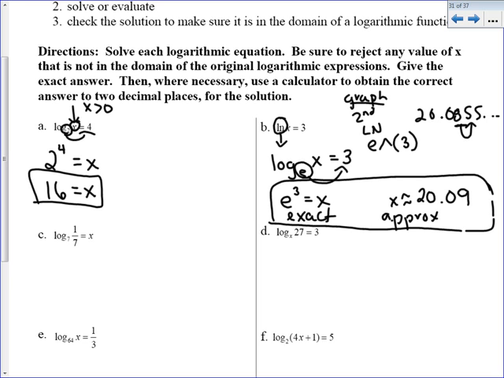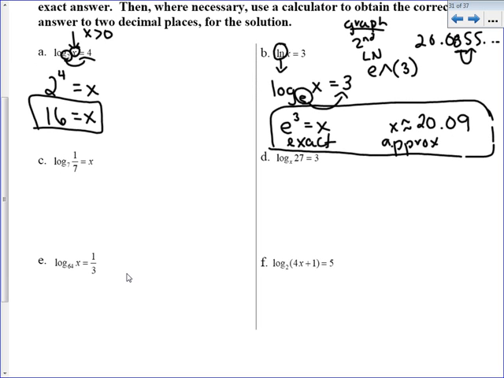All right, C, log base 7 of 1/7 equals x. So what's my base? 7. What's the exponent? x. And that equals 1/7. Now we did these ones, this is the type we did last class. This is where x was last class. So 7 to what power gives me 1/7? Negative 1. So we know it's negative because it's a fraction, 1 over. That 1 over tells us it's a negative. And then 7 to what power gives me 7? 1. So x equals negative 1.